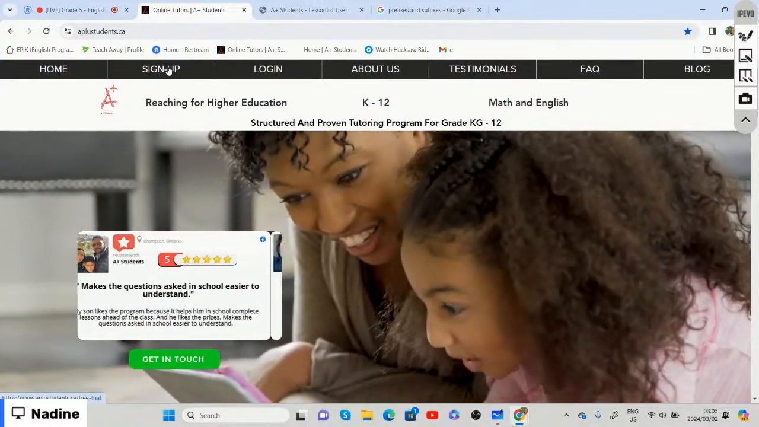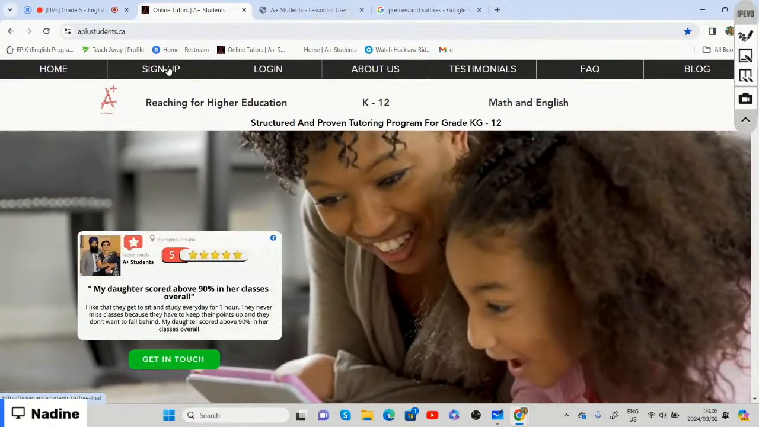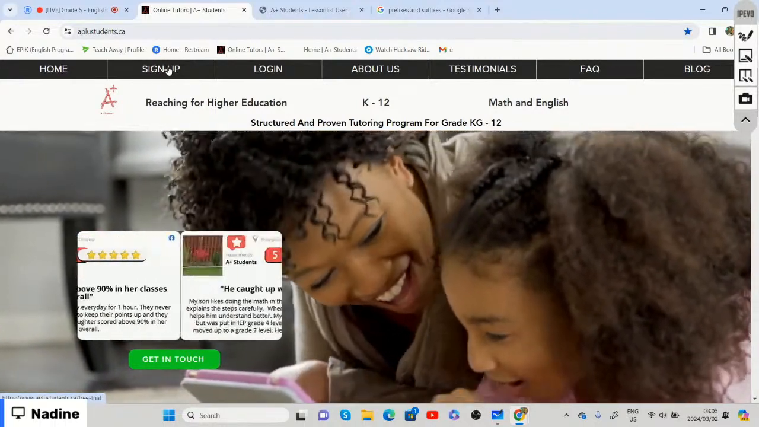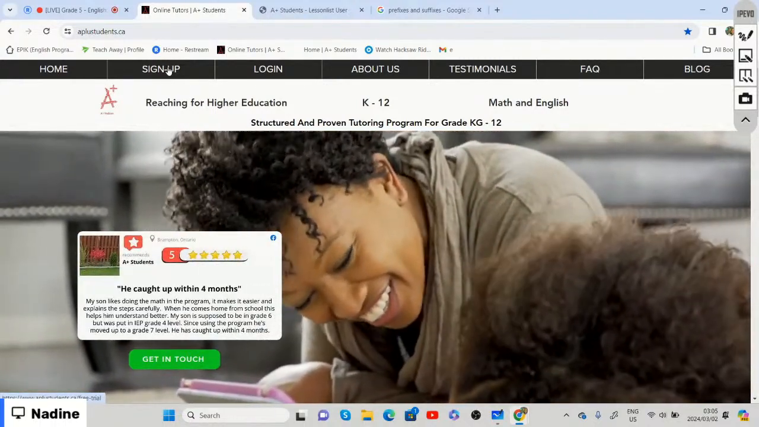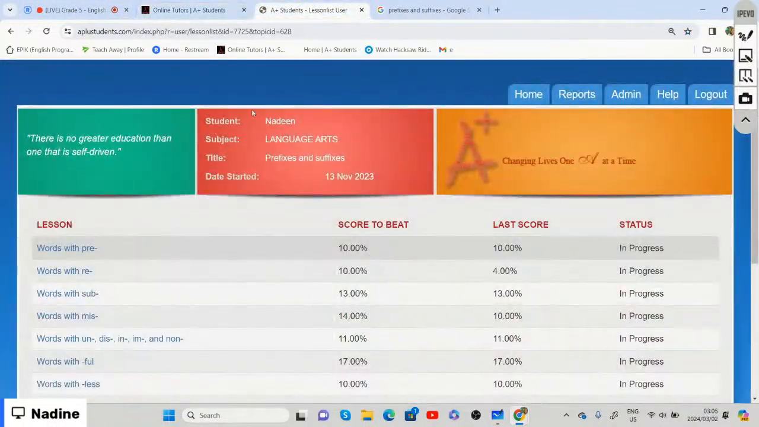All right, so our chapter is Language Arts, grade 5, and the lessons that we are focusing on, let's say we're scrolling down to our chapter first of prefixes and suffixes. As you can see, there are going to be a lot of lessons that we need to get through, which means that we're going to do it over a period of about 2 or 3 days.